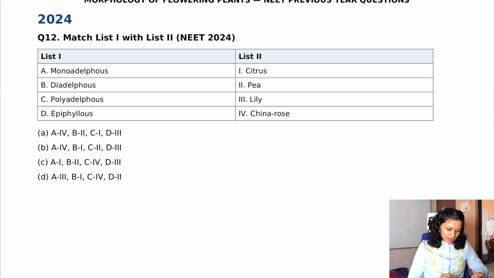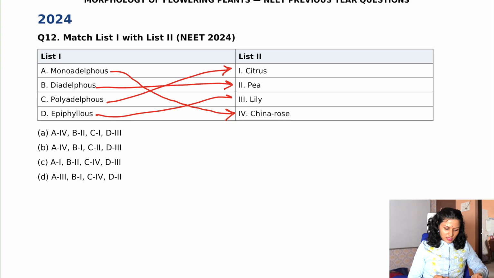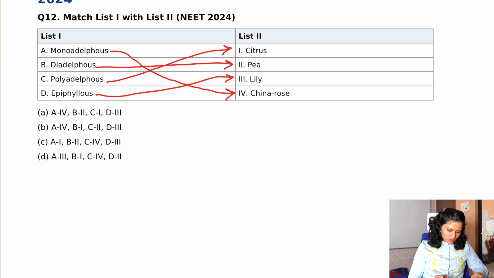Question 12, monoadelphous, that will be China rose. Diadelphous will be pea. Polyadelphous will be citrus. And epiphyllous will be lily. Right? So that will be 4, 2, 1, 3. For question number 12, option A is correct.